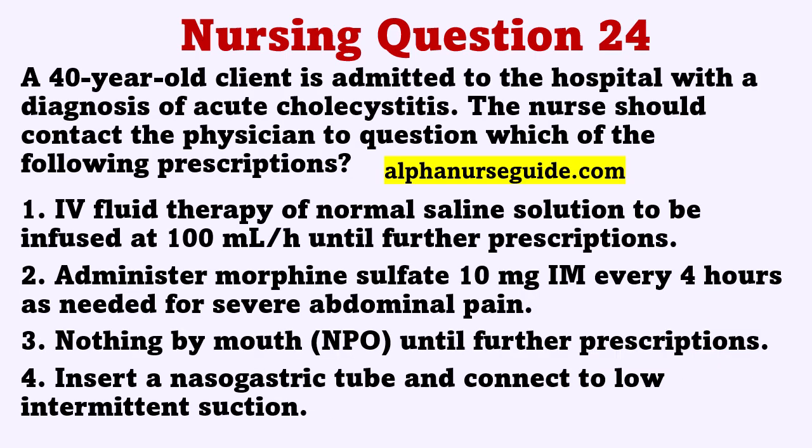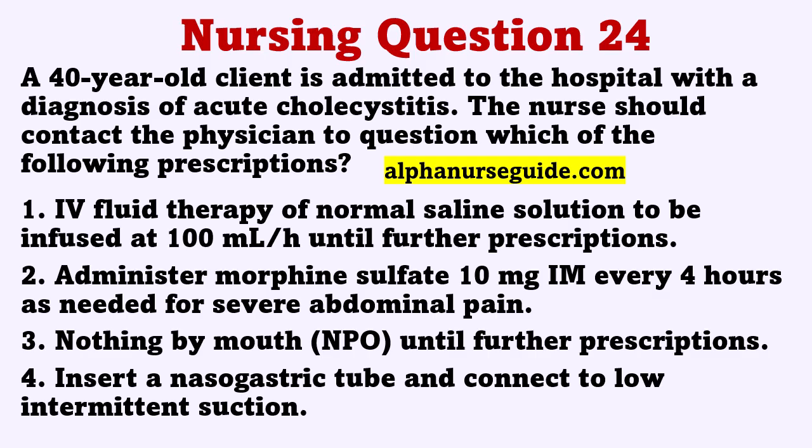A 40-year-old client is admitted to the hospital with a diagnosis of acute cholecystitis. The nurse should contact the physician to question which of the following prescriptions. 1. IV fluid therapy of normal saline solution to be infused at 100 ml per hour until further prescriptions. 2. Administer morphine sulfate 10 mg IM every 4 hours as needed for severe abdominal pain. 3. Nothing by mouth until further prescriptions. 4. Insert a nasogastric tube and connect to low intermittent suction.